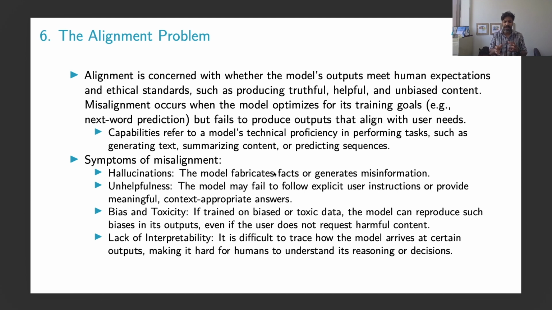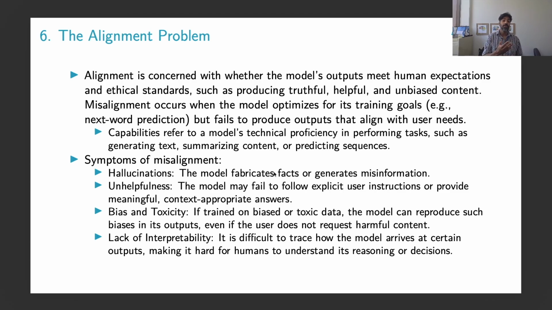So fundamentally, the alignment problem is where, say, the AI model is giving you incorrect responses, or it's fabricating information largely as a function of how it works and how it's been trained, rather than actually responding to the question at hand. So capabilities refer to a model's technical proficiency in performing tasks such as generating text, summarizing content, or predicting sequences. So what are symptoms of misalignment?